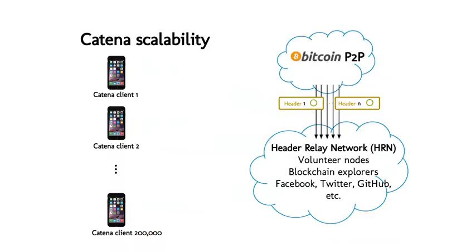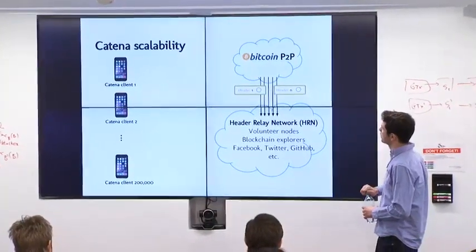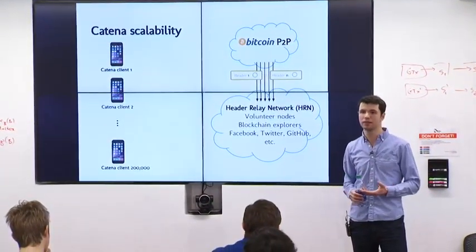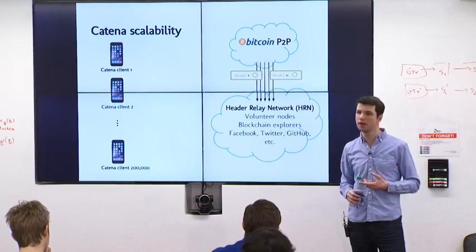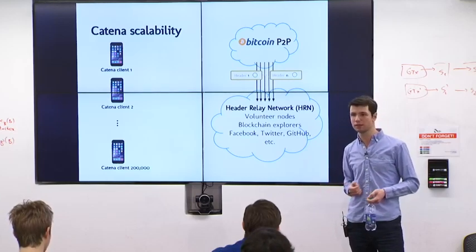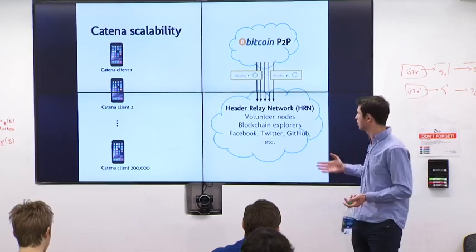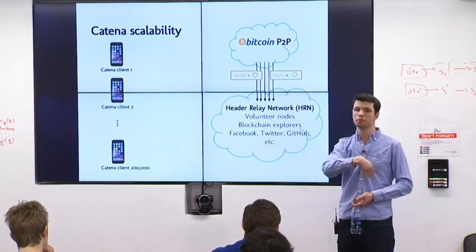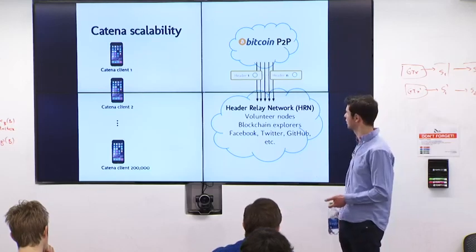Okay, so the idea is very simple. We just introduce something called a header relay network. And what that means is, you don't really have to ask for these block headers from the Bitcoin peer-to-peer network. You could just outsource these block headers anywhere, because they're publicly verifiable, right? The block headers have proof of work on them. So you can use volunteer nodes that push block headers to whoever asks for them.